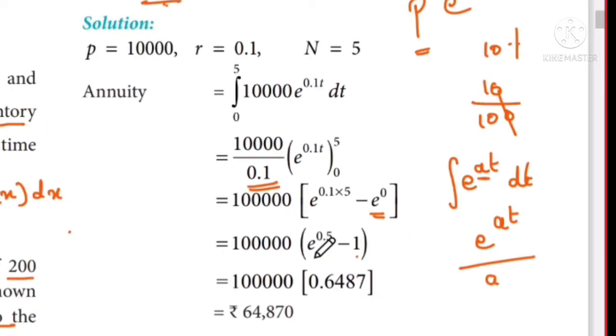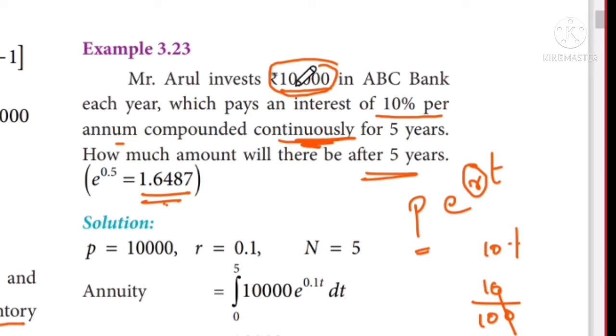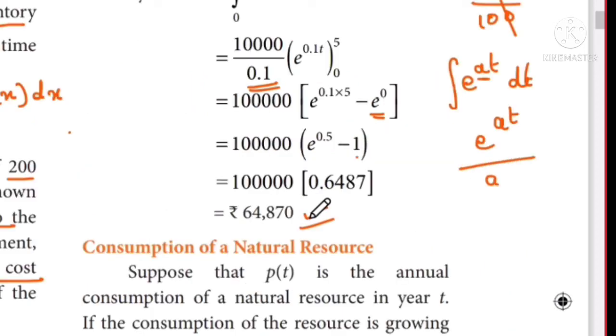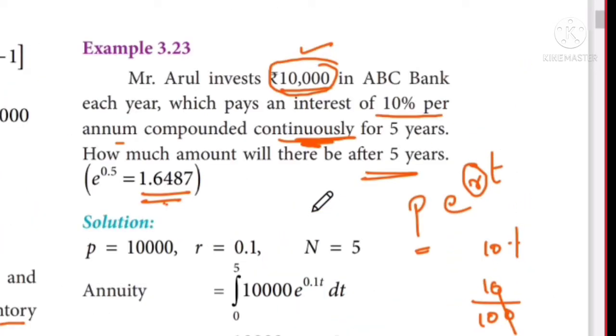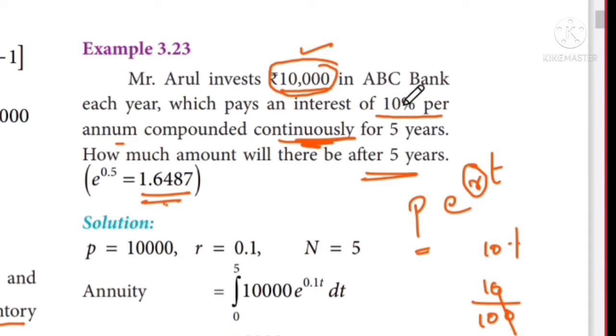1.6487. 1.6487 minus 1 is 0.6487, multiplied by 1 lakh, 64,870 rupees. So the amount after 5 years, if you deposit 10,000 in a bank, with the rate of interest compounded continuously, the amount that you receive after 5 years will be 64,870, if the rate of interest is 10% and it is compounded continuously for 5 years.